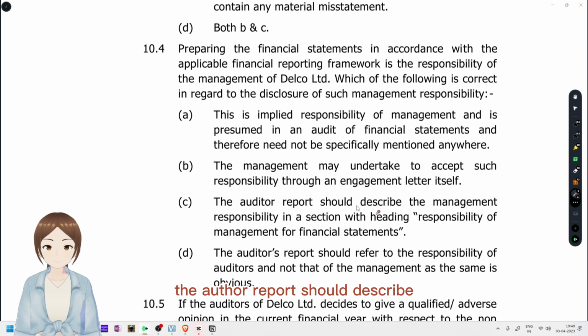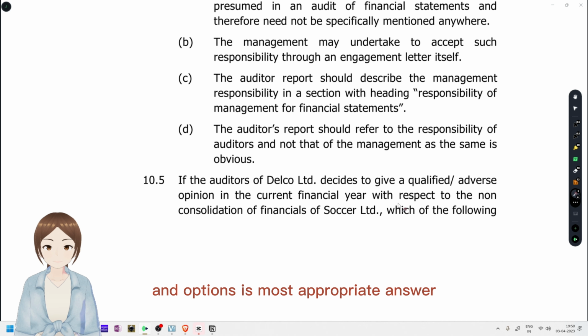No, the auditor's report should describe the management responsibility in a section with the heading Responsibility of Management for Financial Statements. Yes, both are right, but as we are in the phase of the 700 series, and the engagement letter is the 200 series, in the 700 series this is the most appropriate answer. Even in the engagement letter we have the responsibility of the management, but we do mention it in the audit report also, the responsibility of the management. And option C is the most appropriate answer.